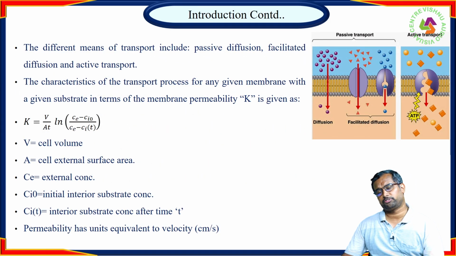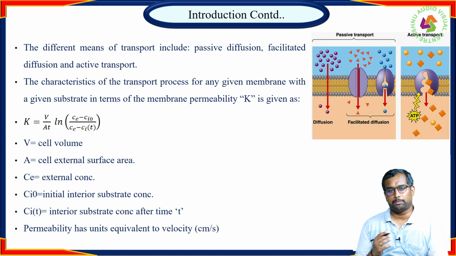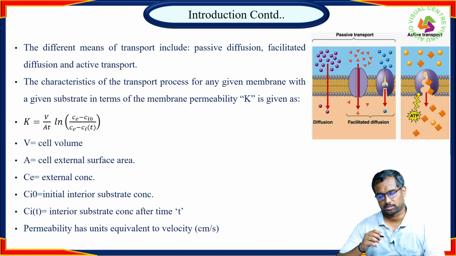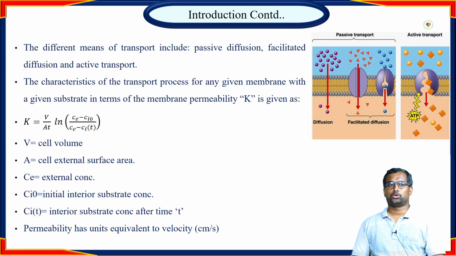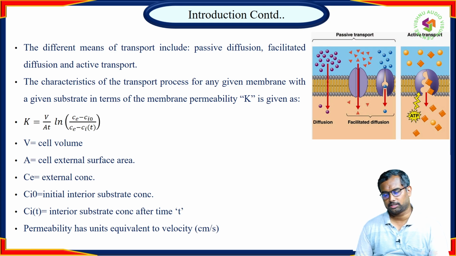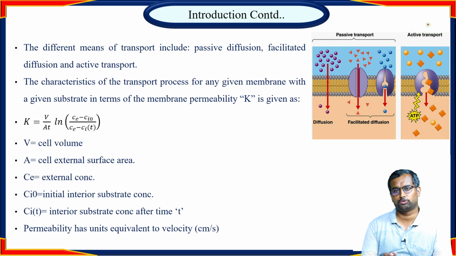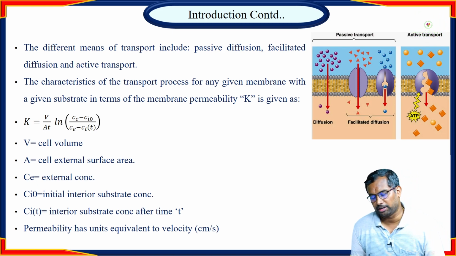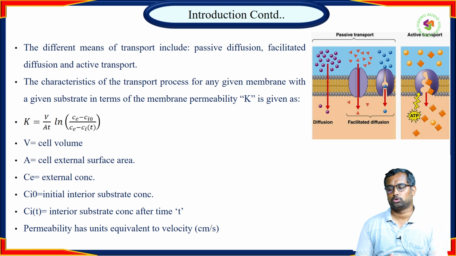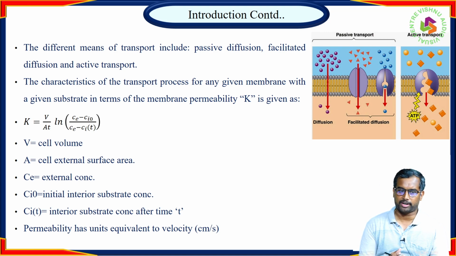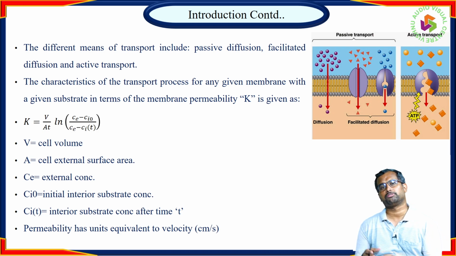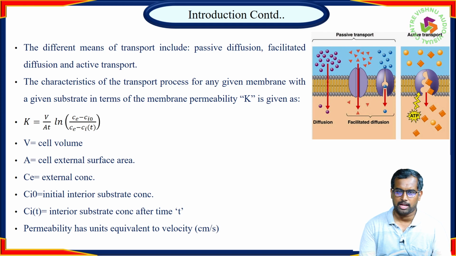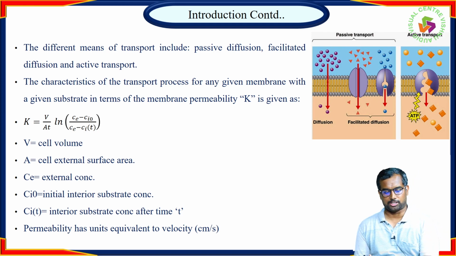Coming to the different forms of transport that are there. Primarily the transport process is divided into two aspects. One is passive transport and the other one is active transport. Passive transport, as the name suggests, is where the molecules will flow across the membrane without any additional benefits or additional energy requirements. Passive transport can be further subdivided into passive diffusion as well as facilitated diffusion, and active transport can be further subdivided into primary active transport and then secondary active transport.